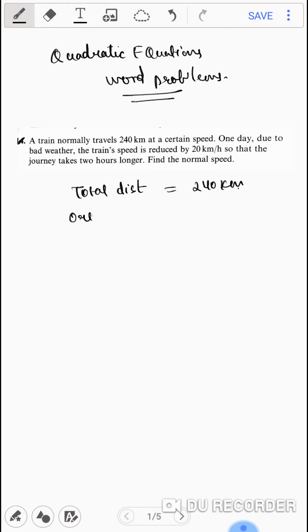So the original speed of the train we do not know, so we will keep it as x, and the reduced speed will be x minus 20, because 20 km per hour it is reduced. So I will subtract from x, that is x minus 20.